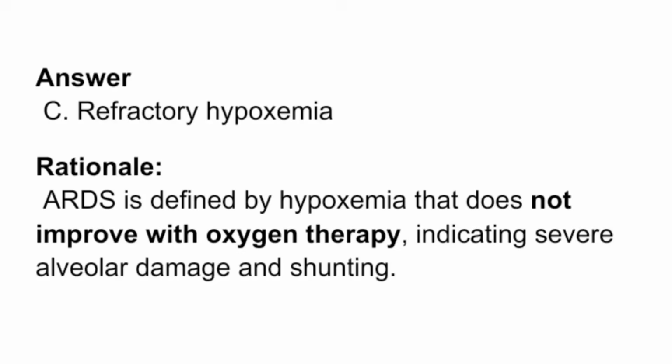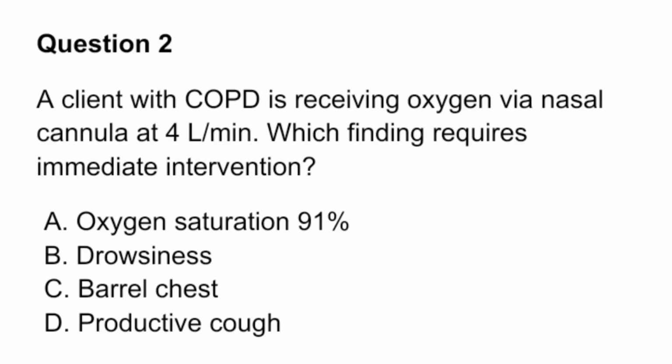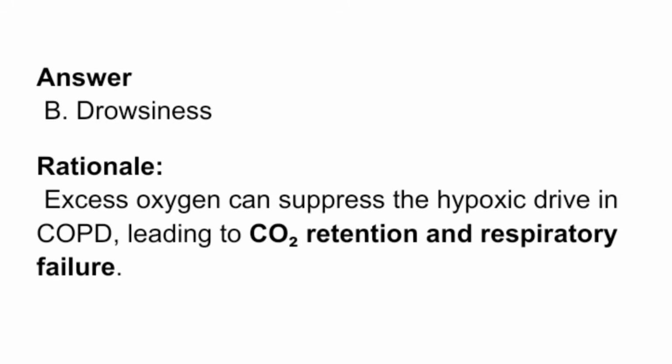and shunting. Question 2. A client with COPD is receiving oxygen via nasal cannula at 4 liters per minute. Which finding requires immediate intervention? A. Oxygen saturation 91%. B. Drowsiness. C. Barrel chest. D. Productive cough. Answer. B. Drowsiness. Rationale. Excess oxygen can suppress the hypoxic drive in COPD, leading to CO2 retention and respiratory failure.